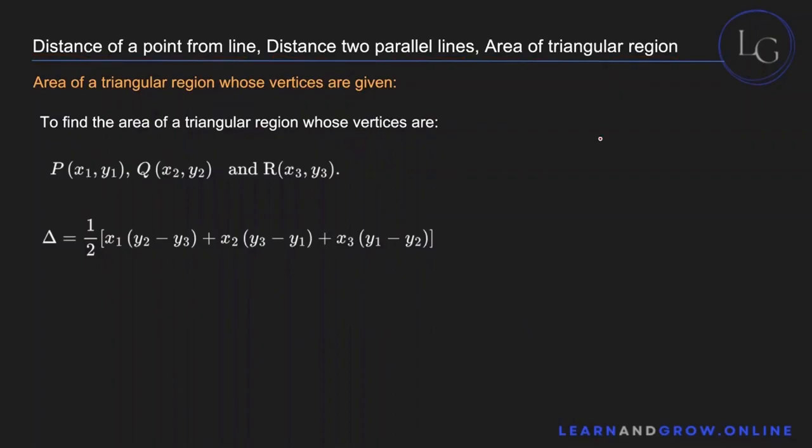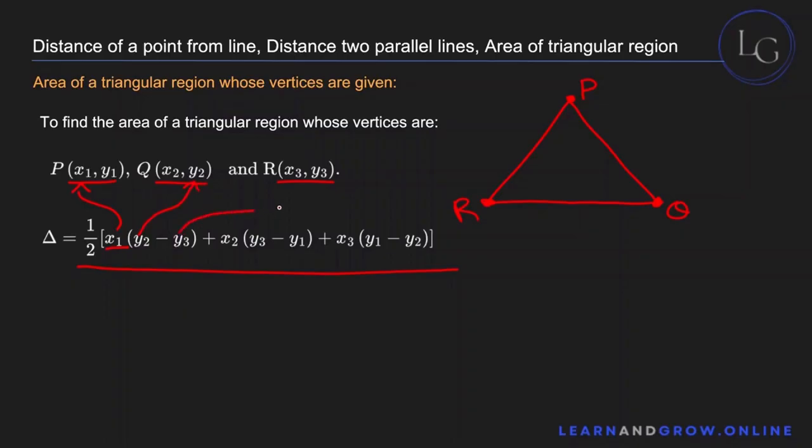So if you have a triangle, right, and the coordinates of its corners are given to you, so this is point P, point Q, and point R, and these are the coordinates of P, Q, and R respectively. Then all you need to do is use this formula: half of x1, which is this, into y2, which is this, minus y3, which is this, right?